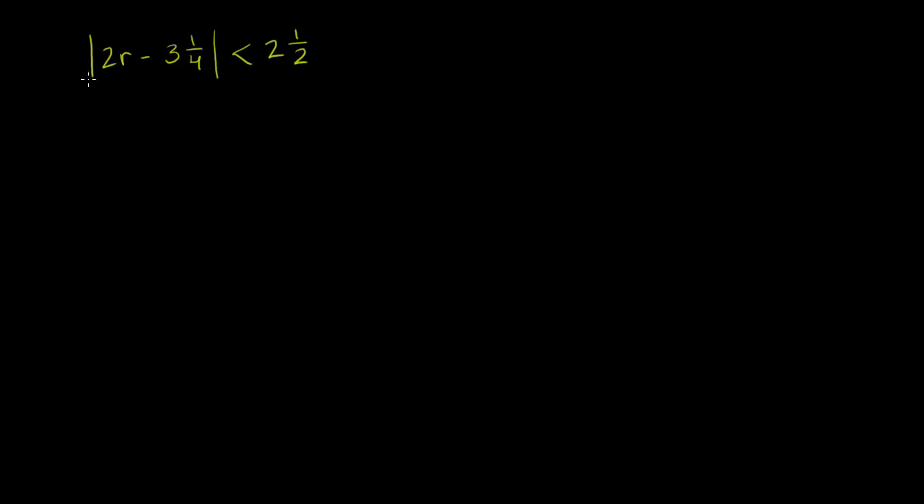We have the absolute value of 2r minus 3 1/4 is less than 2.5, and we want to solve for r. So right from the get-go, we have to deal with this absolute value.